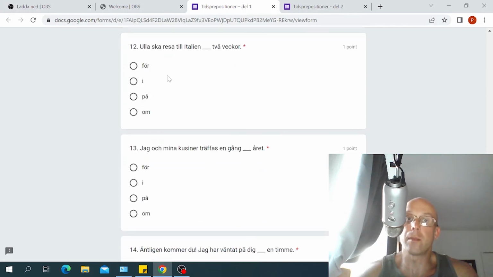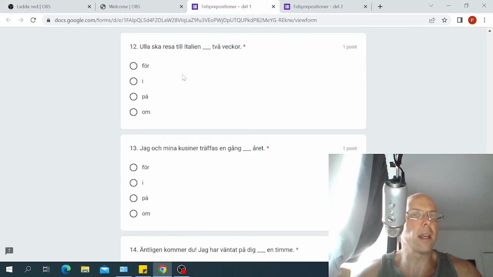Number 12. Ulla ska resa till Italien 2 veckor. If you're fairly familiar with Swedish, you can see ska resa. Ska we use to express the future. That is will. So in this case, will travel. We also have the other form of expressing the future, which is going to, when we would say kommer att resa. But here it's ska. So it's she will travel to Italy in 2 weeks.